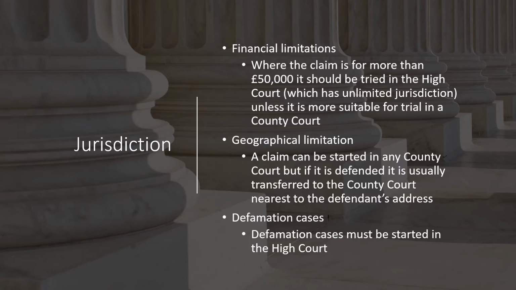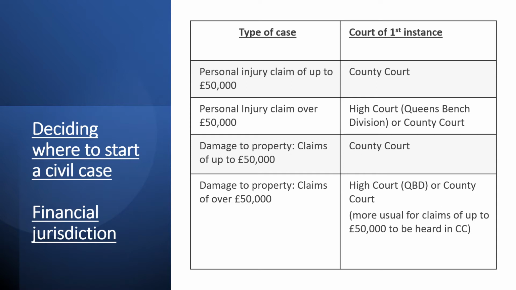Now, it could also be a geographical limitation. A claim can be started in any county court, but if it's a defended case, it's usually transferred to the county court nearest to the defendant's address. And of course, the defamation cases, so this is where one defames character, and you may sue because of this. For example, suing a newspaper for publishing a story which defames your character, and this must be started in the High Court.